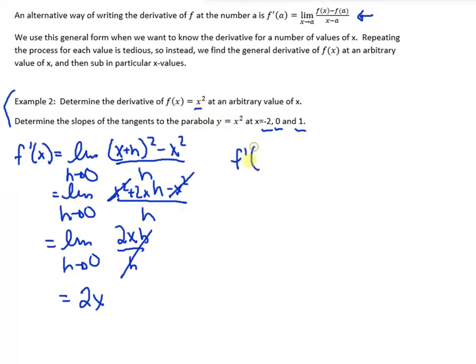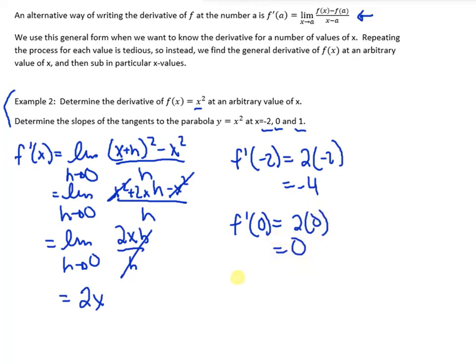Now, let's find the slope at -2. Well, all we do is take that general form and we find that it's -4. Let's find the slope at 0. Take the general form, the slope is 0. Let's find the slope at the point 1. Sub in the 1. The instantaneous rate of change at 1 is 2. So we can use this general form very quickly.